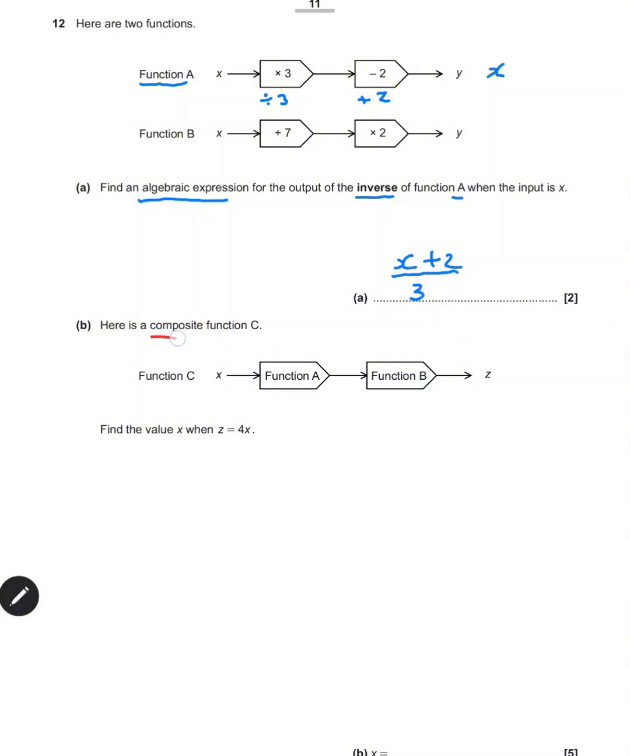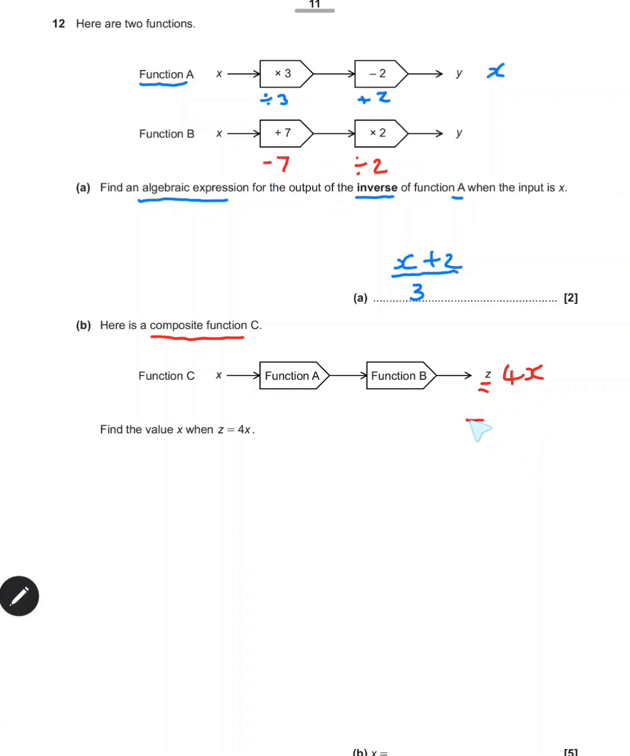Part B, we've got a composite function, which is just one function followed by another function. And what we've got to do here is find the value of x, so this value here, when this is 4x. So again, it's a reverse or an inverse function that we're trying to find. So we're working backwards. We need to undo function B first. Well, function B is add 7 times 2. So if we're undoing that, we're going to divide by 2 and then take 7.